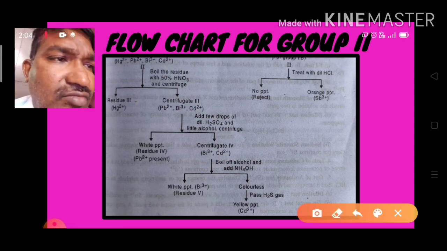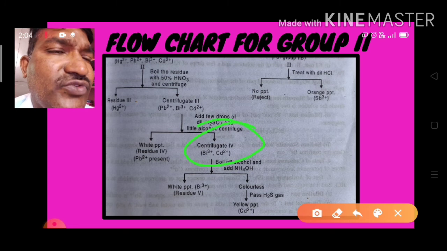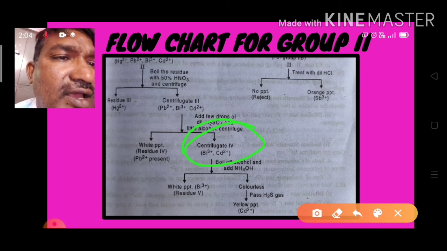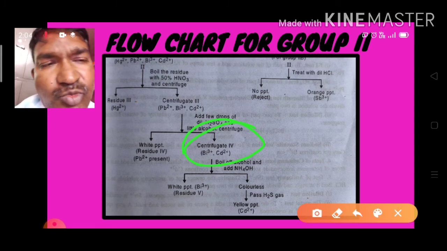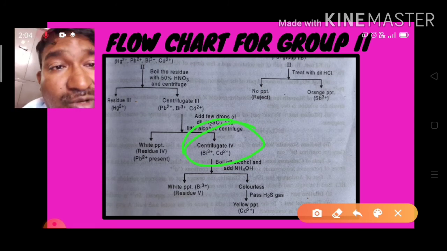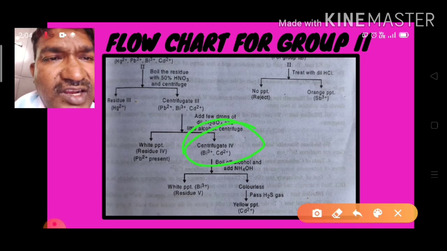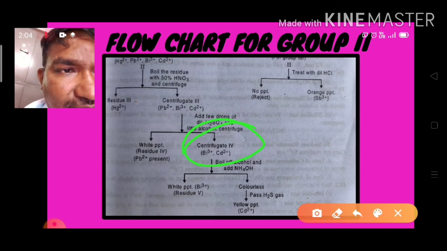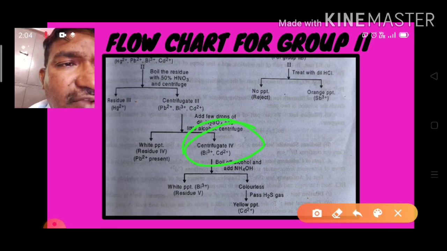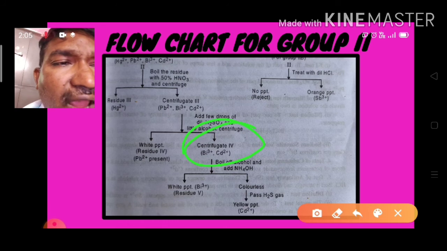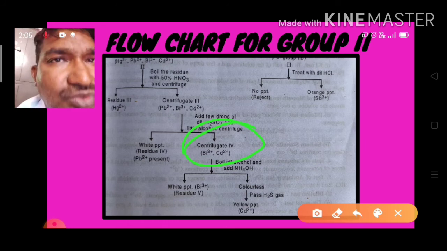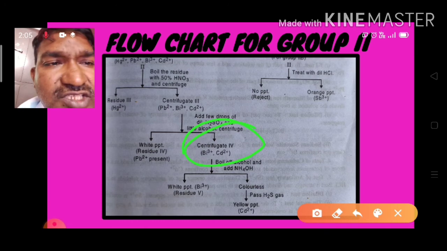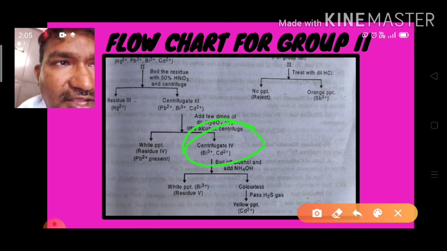If we get bismuth or cadmium+2 ion, then we have to add alcohol and boil off the alcohol. That means we have to heat and remove the alcohol, and then add ammonium hydroxide. If the salt mixture contains bismuth+3 ion, we get a white color precipitate, and if it contains cadmium+2 ions, we get a colorless solution, and again we have to pass H2S gas into that. On passing H2S, we get a yellow color precipitate.